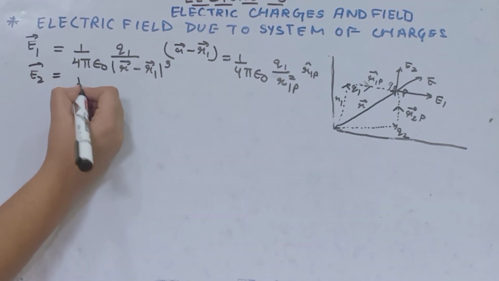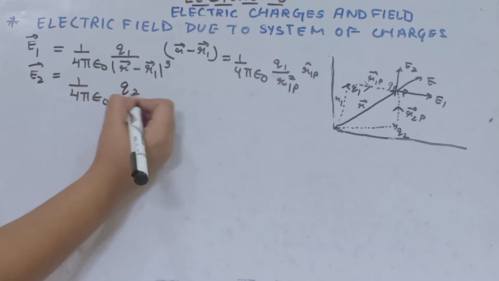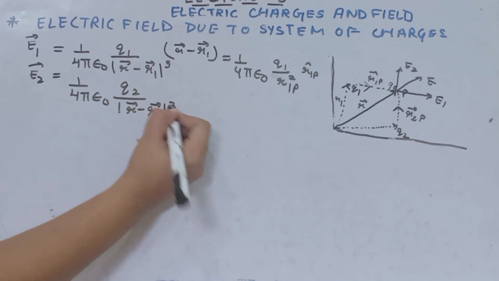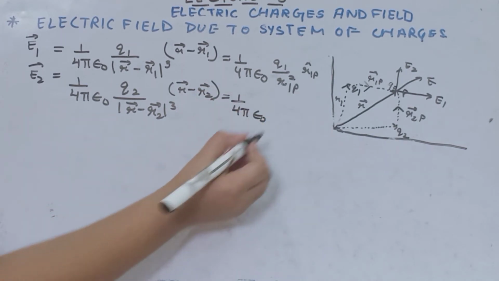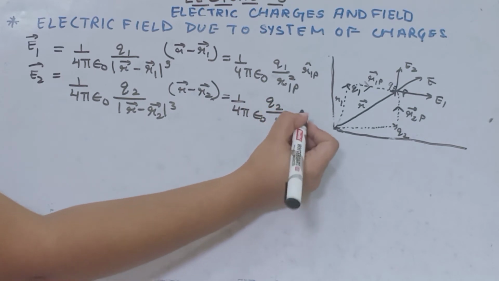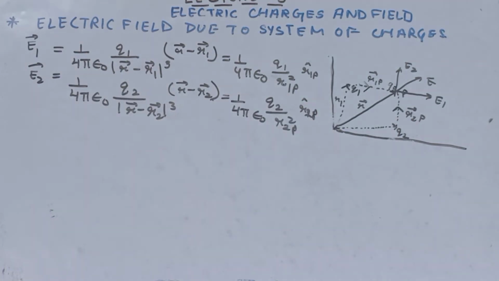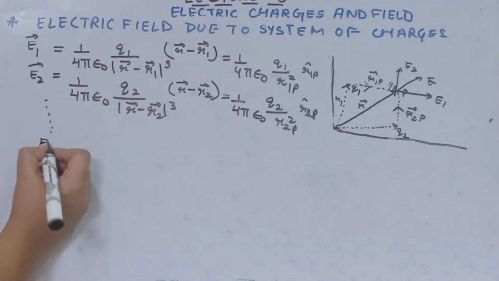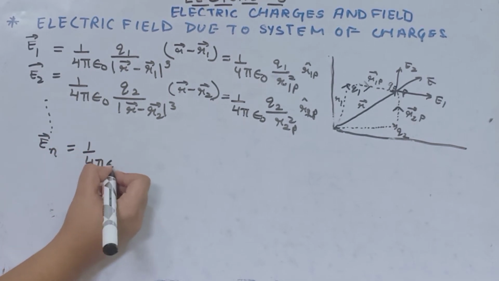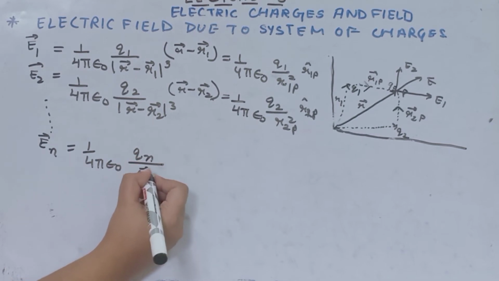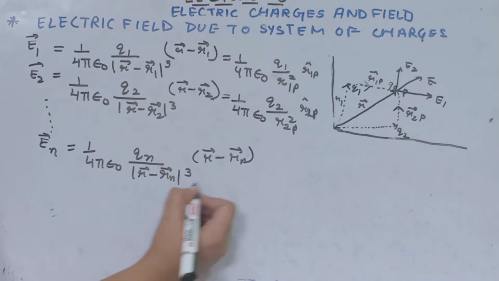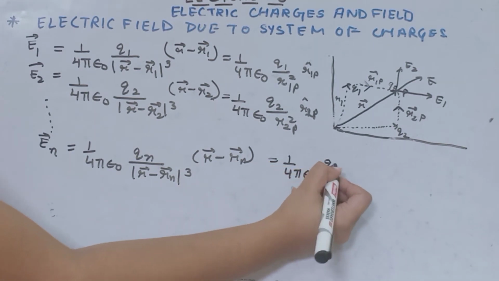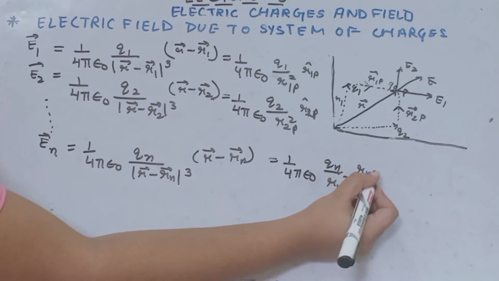Similarly, E2 will be equal to 1 upon 4 pi epsilon naught Q2 upon magnitude of R vector minus R2 vector whole cube into R vector minus R2 vector, that is equal to 1 upon 4 pi epsilon naught Q2 upon R2P square into R2P cap. Following the same rules, electric field due to charge Qn at point P will be equal to En, 1 upon 4 pi epsilon naught Qn upon magnitude of R vector minus Rn vector whole cube into R vector minus Rn vector, that is equal to 1 upon 4 pi epsilon naught Qn upon RnP square into RnP cap.